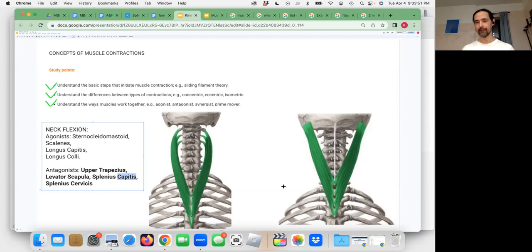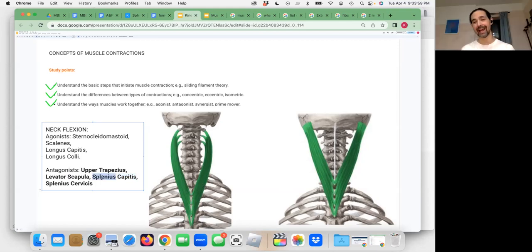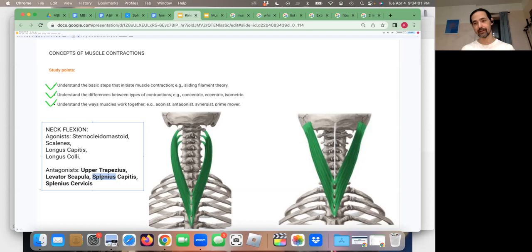Splenius, what does that mean? I didn't tell you yet. Splenius means flat. So these are the flat muscles that attach to the cervical spine, the splenius cervicis, and the flat muscles that attach to the head, the splenius capitis. So the muscles in the back for neck extension are the upper traps, the levator scapula, the splenius capitis, and the splenius cervicis, or you can say the spleni muscles, right?